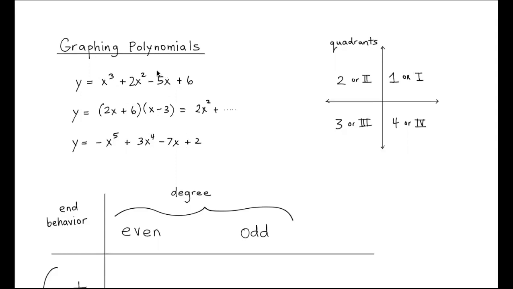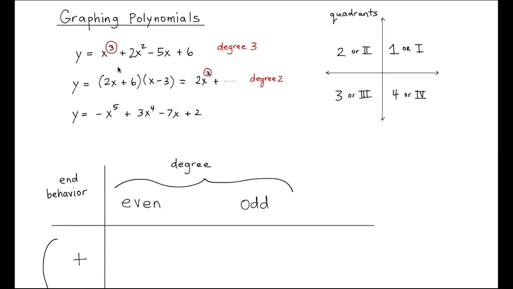And one important characteristic that we might talk about with polynomials is the degree. The degree is always the highest power of x. So that one's got a 3, a 2, a 1, and nothing, and so 3 there is the highest power of x. So this is a degree 3 polynomial. And this next one here, the highest power of x is 2, so this would be degree 2. And this other one here, the highest power of x is 5, so it would have a degree of 5.